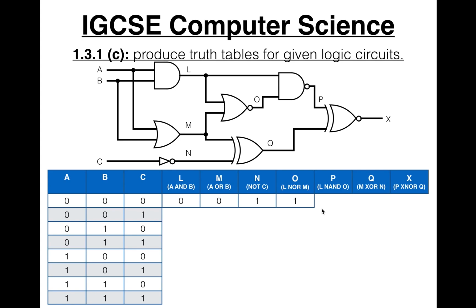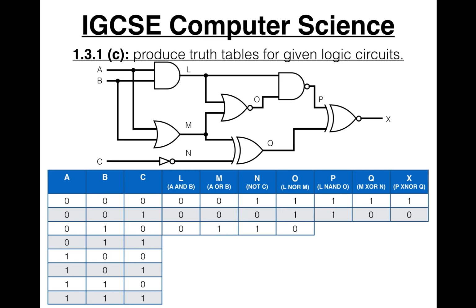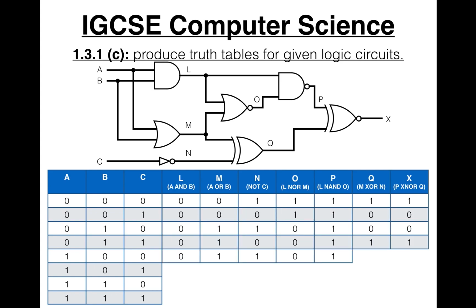L NAND O must be 1, because in an AND gate, this would be 0. M XOR N must be 1, because there's only one 1 in the input. P XNOR Q must be 1, because an XOR gate would output 0. So you get the idea, pretty much. It's the same for this row, and so on.